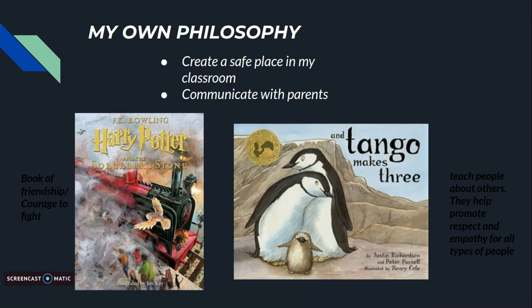The other book that I might have in my library is And Tango Makes Three. This story is about two male penguins who raise a baby penguin together. If someone were to ask why I would have this book in my library, even though it is on the censorship list, I would respond by simply saying that this book exposes diversity, that this story may make a connection for a student and may be relatable to a student. Reading this story can teach people about others. It can help promote respect and empathy for all types of people.